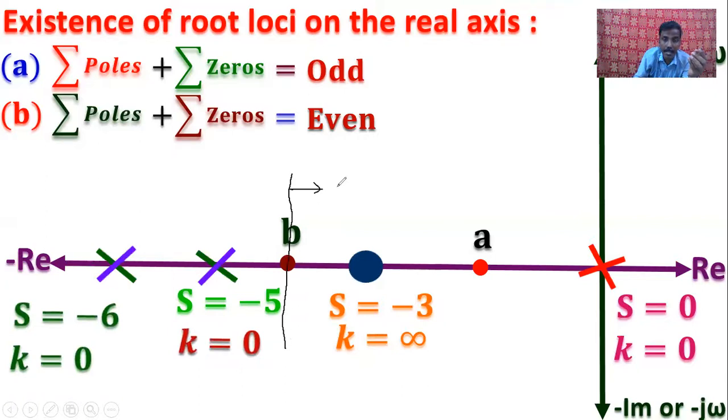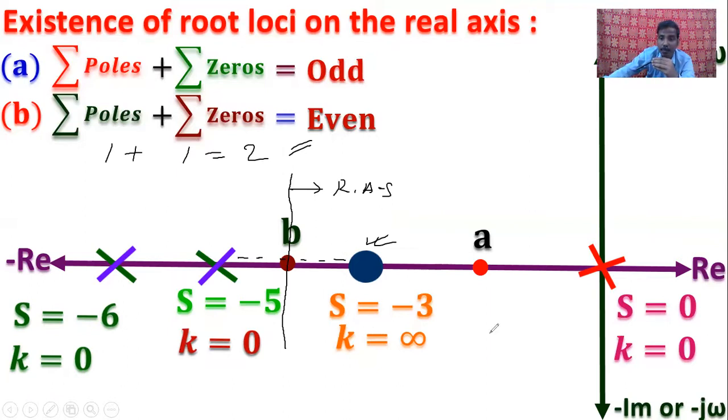And this is the right-hand side. On the right-hand side, the summation of poles equals 1 and the summation of zeros, this is 0 plus 1, equals 2. This is even. That's why the root locus does not exist at this point. This is the dotted line.